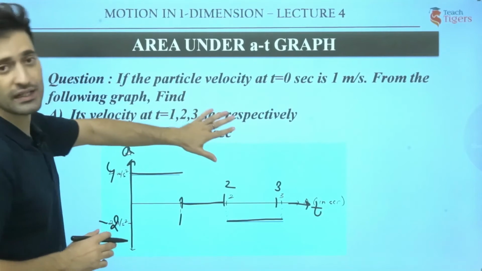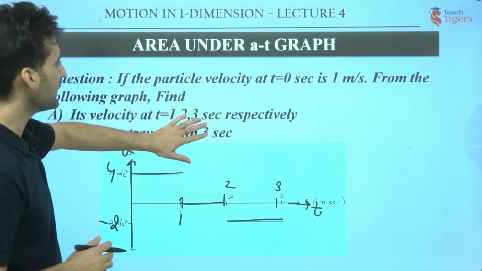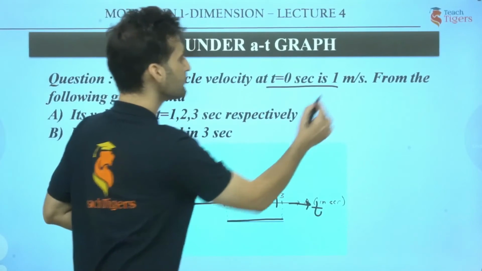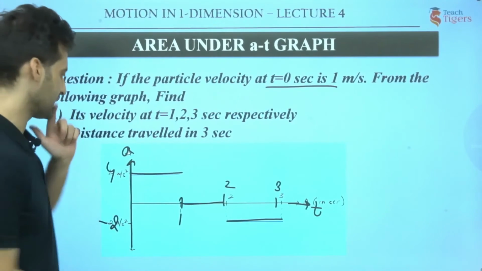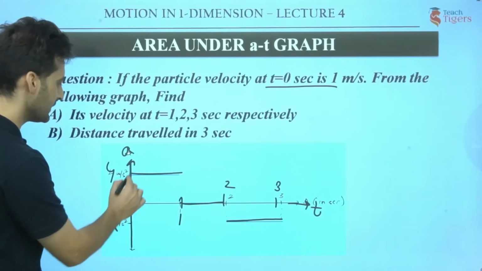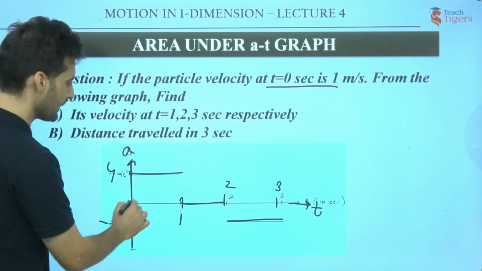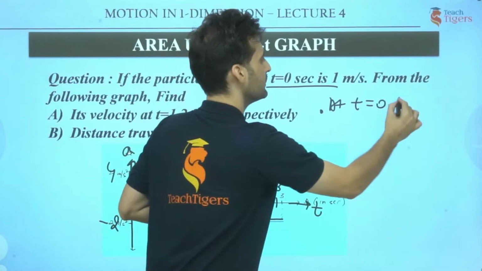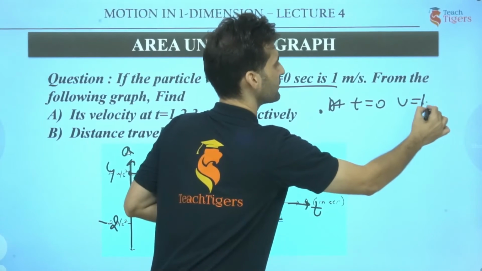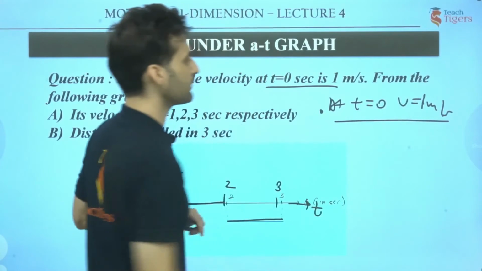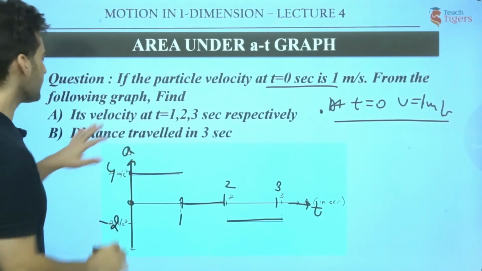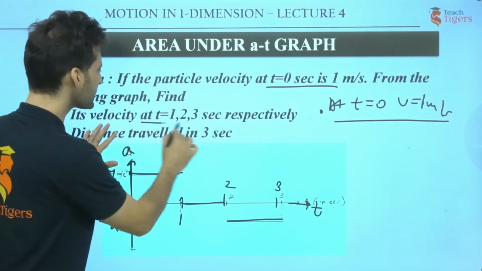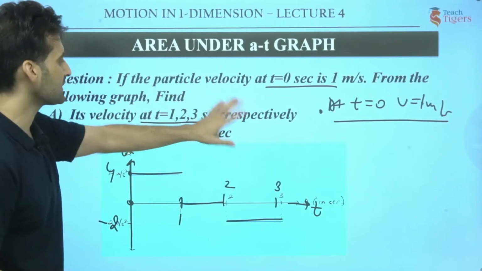And what you need to find here? It says at t equal to 0 the particle velocity was 1 meter per second. That means let's say he was here, this is point A, at t equal to 0. Velocity was 1 meter per second. Just keep this thing in mind. From the following graph, we have to find out the velocity at t equals 1, 2, 3 seconds respectively.